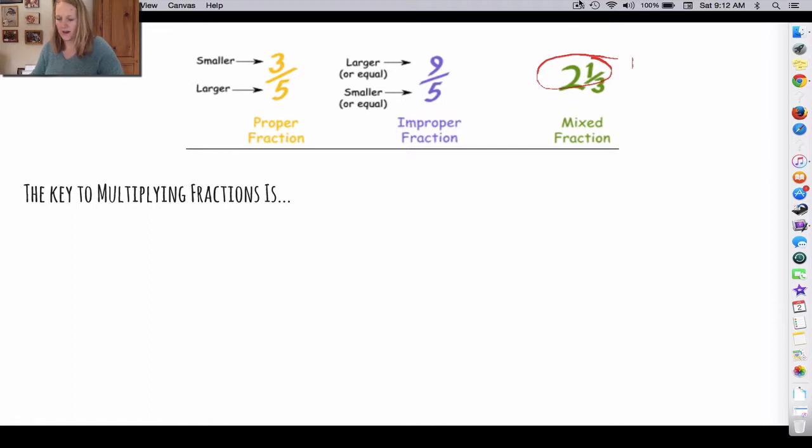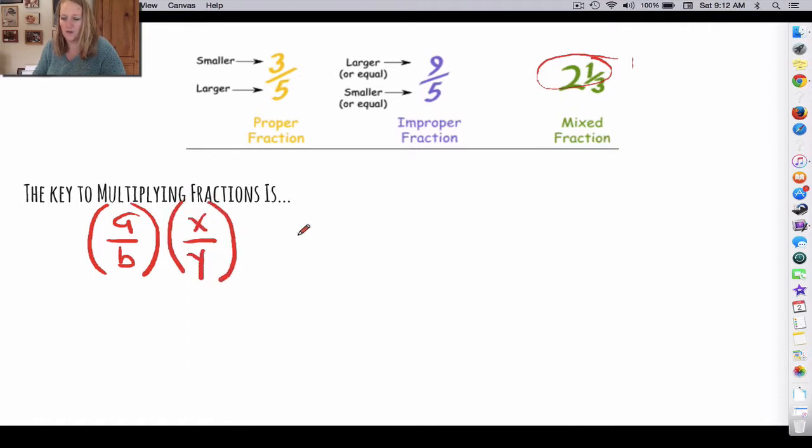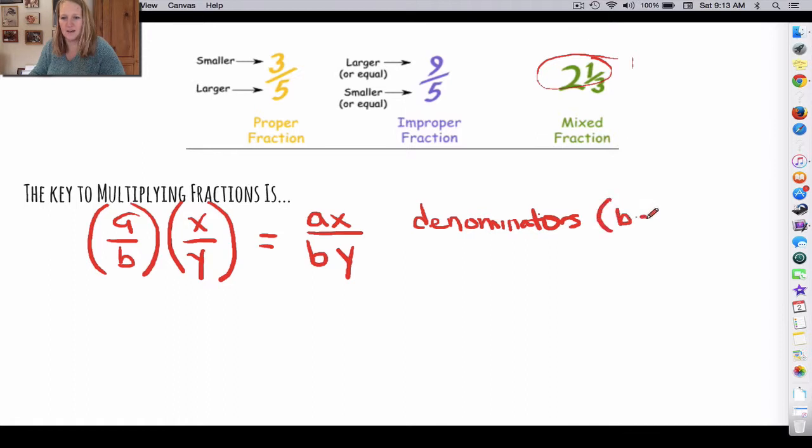So the key to multiplying fractions can be seen in this generic expression. If you have A over B and you want to multiply that by X over Y, what you will do is multiply the numerators times each other, so you will have A times X over, and then you multiply the denominators by each other, so B times Y. You want to make sure that your denominators B and Y are not 0.